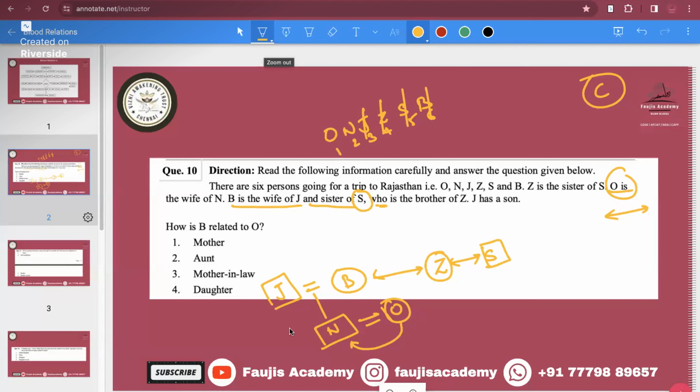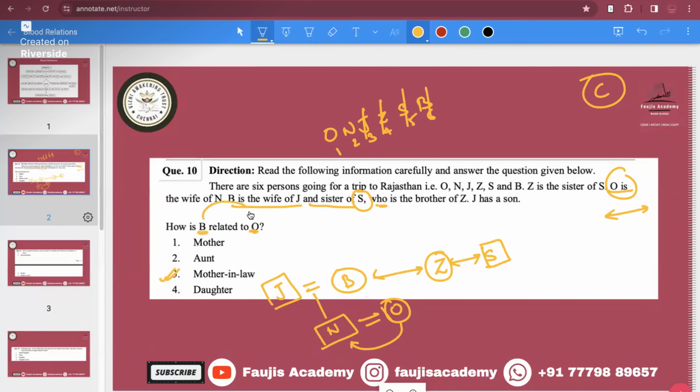Thank you so much. So what is the relation, guys? Which one is the answer? What is the relation between O and B? Mother-in-law. How is B related to O? B is the mother-in-law of O.